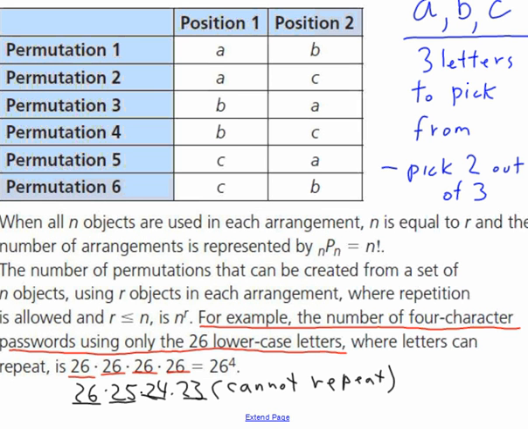Yeah, so if you wanted to do this one on your calculator, you could. If you have 26 letters and you're going to pick 4 of them without repeating, that would be 26P4. That would give you exactly what we wrote right there: 26, 25, 24, 23. Remember, you've got a password that has 4 letters. You're choosing 4 letters out of 26 available ones.